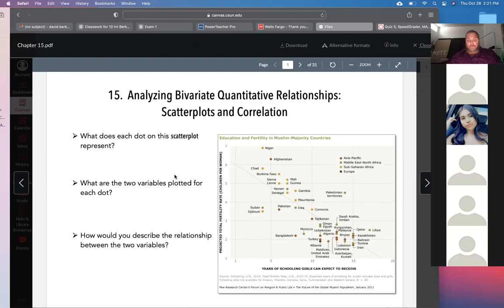So here we have an example of a real life study done in 2010 of a group of young women in Muslim majority countries. On the horizontal axis, we have the years of schooling that girls can expect to receive in those countries. And on the vertical axis is the projected total fertility rate, which is how many children per woman they expect to have, or they do have during their lifetime.